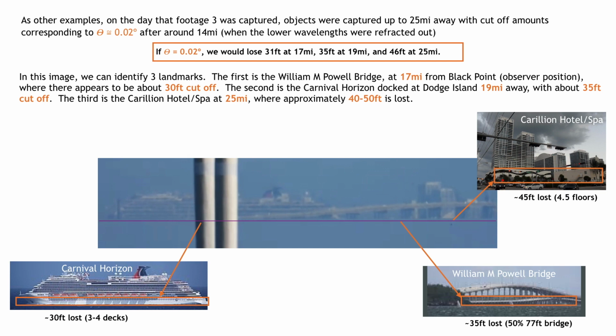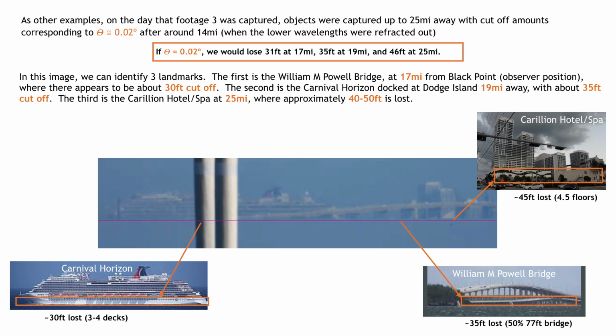So within the cruise line, again, you can see the bow of the boat on the left, and it appears that about 3 to 4 decks worth is cut off from that boat. For the William M. Powell Bridge, you can count the pylons. You can see the apex of the bridge in the center photo and how it slopes downward, and you can count about 8 pylons worth.